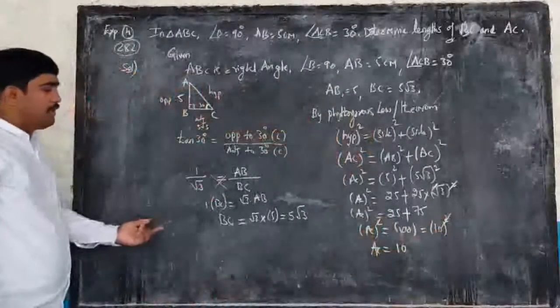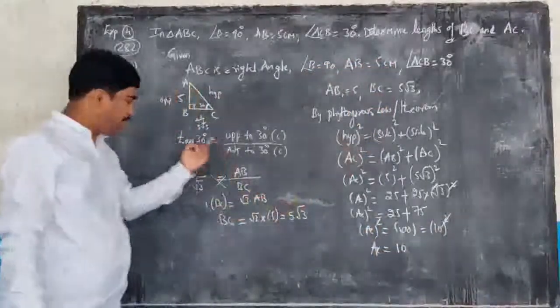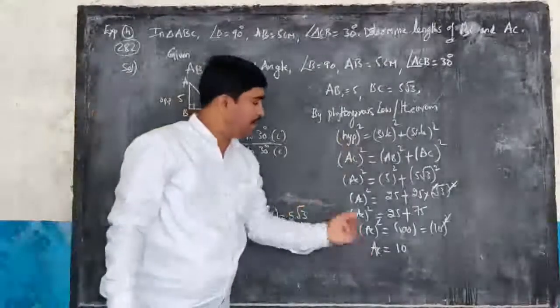Now, we have got the sides. The question is to determine the length of BC and AC. Yes, by using the trigonometric ratio first, I found out BC and as well as I found out AC.